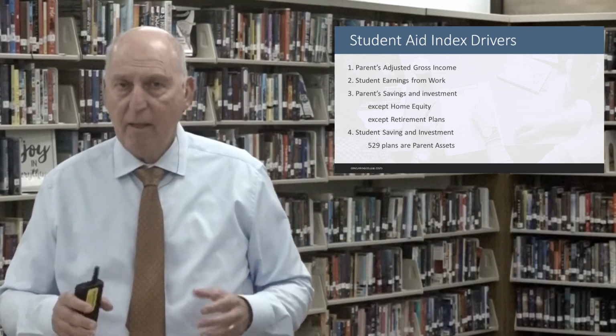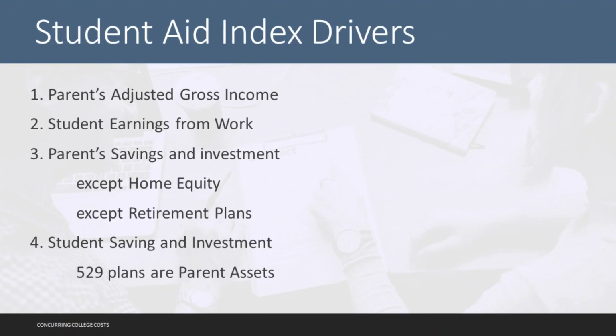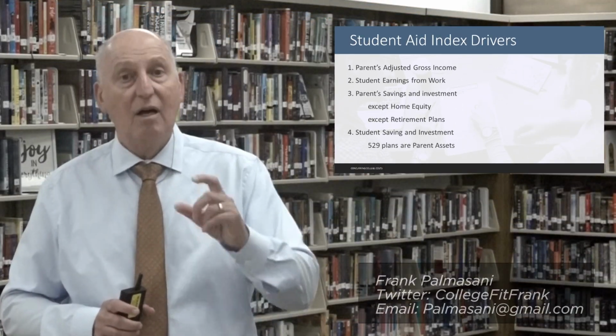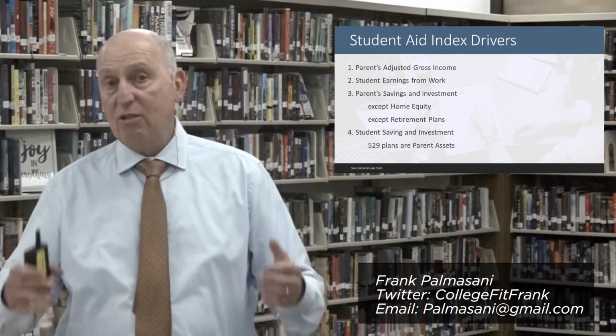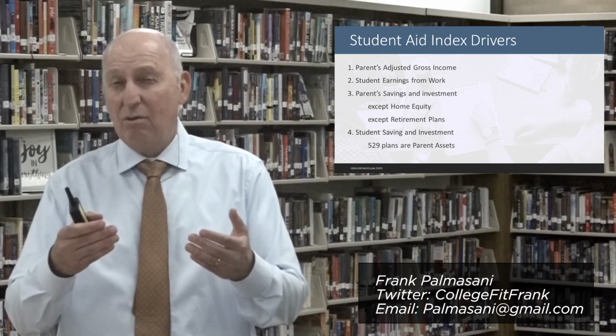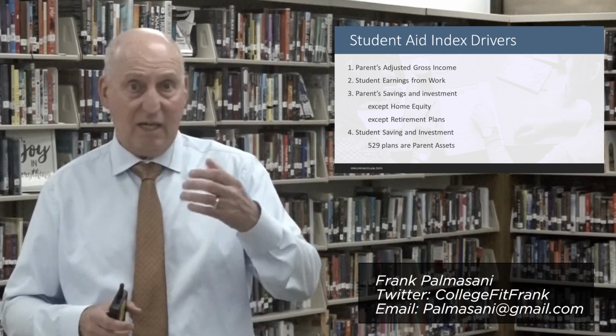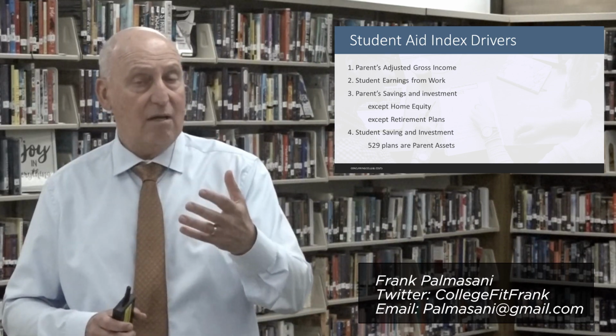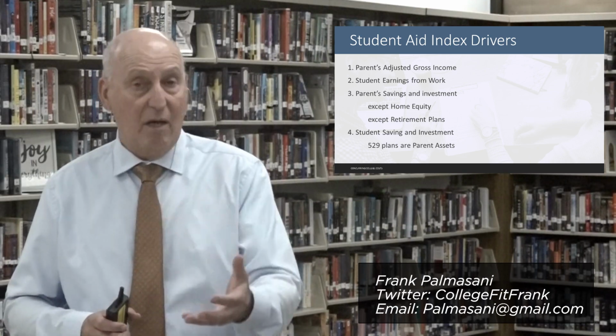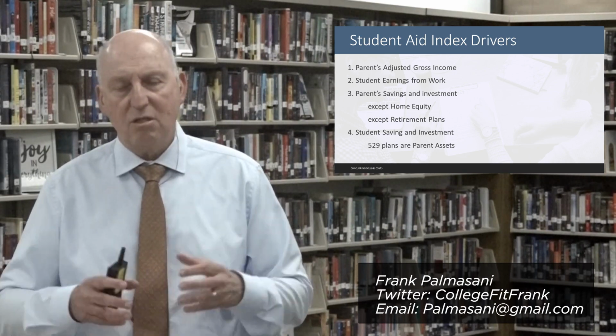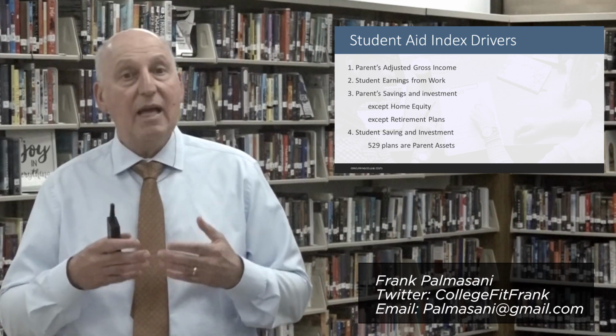There are 4 drivers. The first driver is that adjusted gross income, the bottom line of the front page of the tax return. That's the data that they're going to use to drive element number 1, the biggest driver of this SAI index number. Now, one of the things they're going to do is they're going to take out certain elements of that income. They'll take out federal taxes, they'll take out state taxes, they'll take out FICA, Social Security contributions, and they're also going to take out expenses.